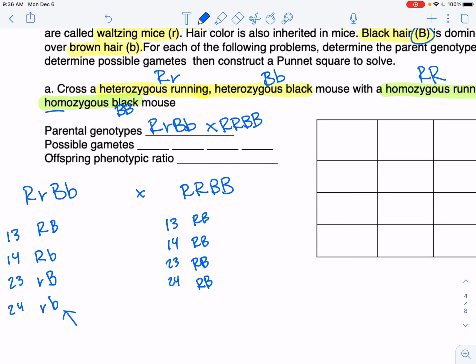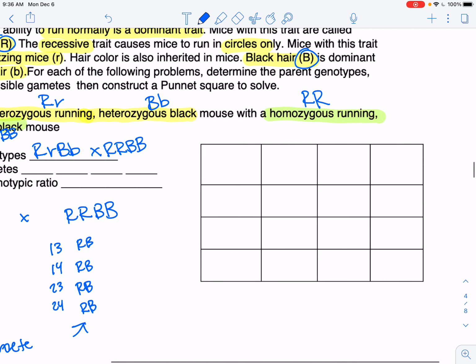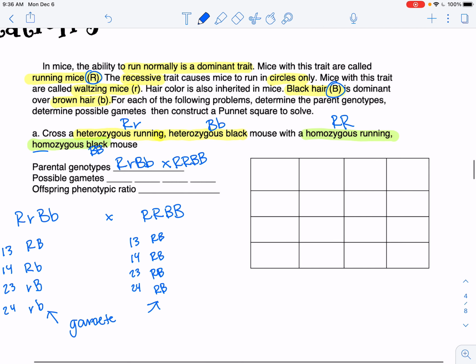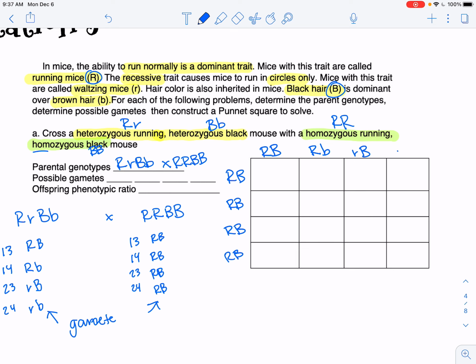Remember that these are the possible gamete combinations. I'm going to add them over here to my Punnett square. It doesn't matter which one you put down the side or which one you put across the top. It's going to end up being the same. Big R, little b, little r, big b, and little r, little b.